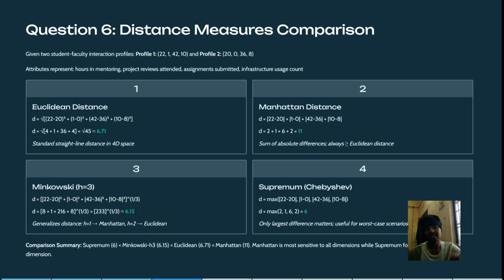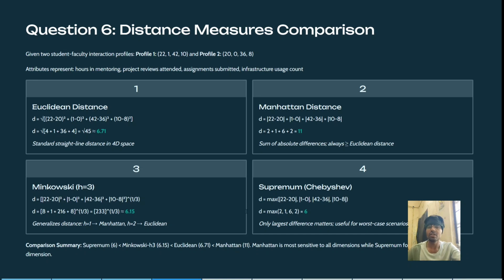So 2 cubed is 8, 1 cubed is 1, 6 cubed is 216, and 2 cubed is 8. So the sum of all the cubes, we get 233. The cube root of 233 is approximately 6.15. So notice that it falls between the supremum and Euclidean distance, which makes sense mathematically.